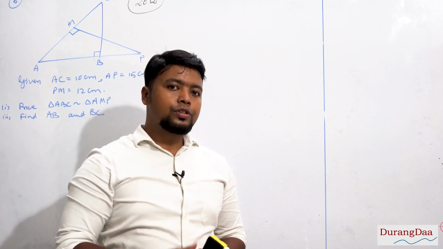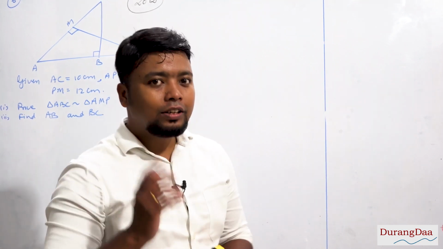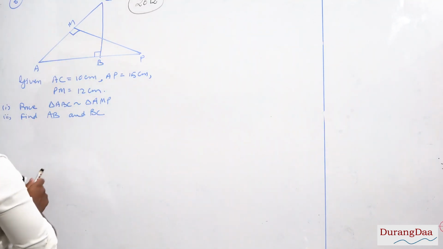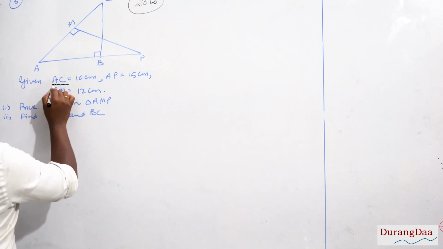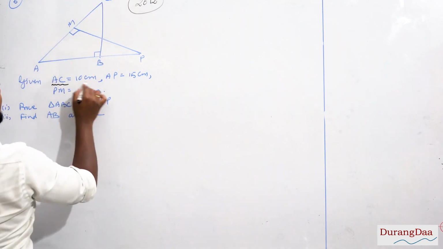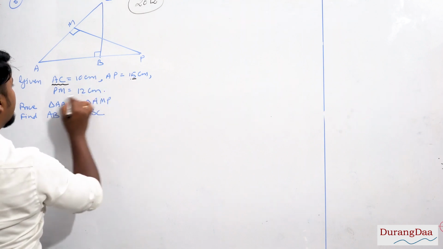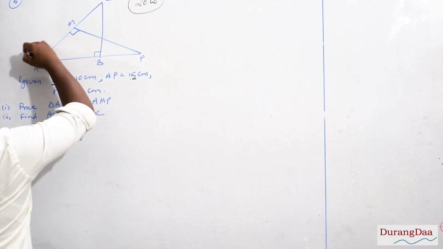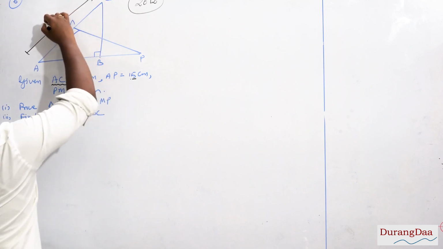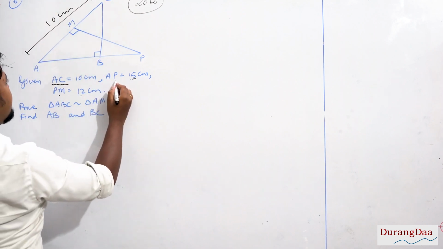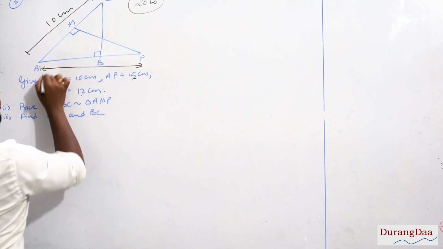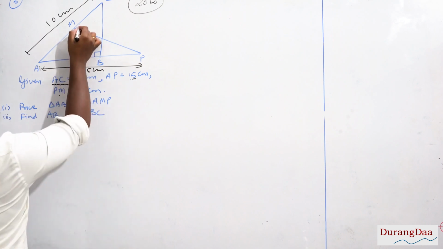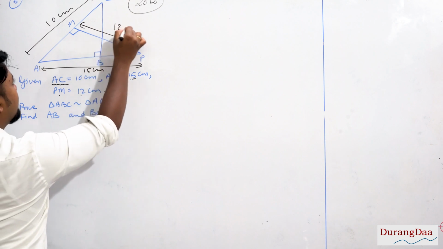Question number 6 is a question that appeared in the 2012 ICSE board exam. Okay, so let's try to solve this. In this question, a figure has been provided and some information has been given, like side AC length is 10 centimeters, AP value is 15, PM is 12 centimeters. So first thing you will do, you will place the values in the figure for convenience. Okay, so AC length is 10 centimeters, AP, that means this length, is 15 centimeters. Then we have PM equals 12 centimeters, that means this length is equal to 12 centimeters.